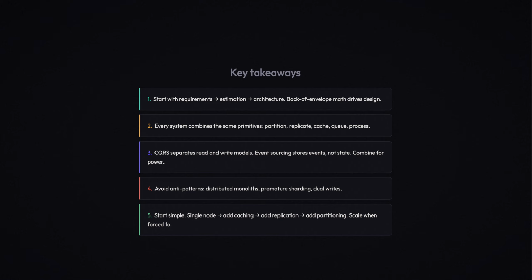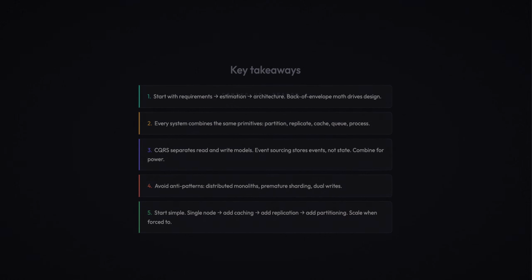4. Avoid the anti-patterns: distributed monoliths, premature sharding, dual writes, and ignoring the network. 5. Start simple: single node, add caching, add replication, add partitioning. Scale when you're forced to, not before.